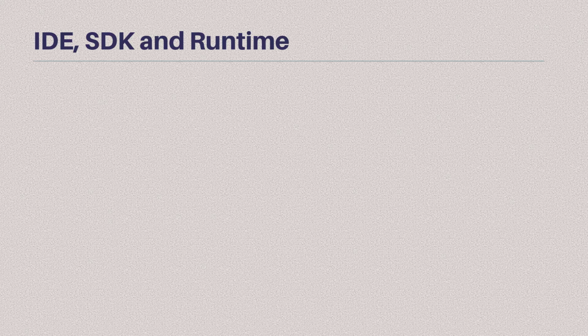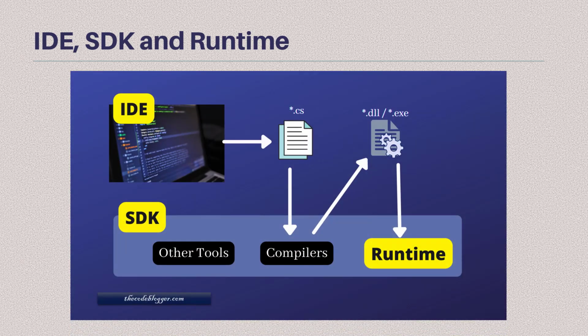We have seen what is SDK, what is runtime, and what is IDE. IDE is a place where developer can write the code, compilers can compile that code into assemblies. Assembly is any file with .dll or .exe extension, and runtime can take those assemblies and execute the code. A developer needs SDK installed on his development machine because SDK contains compilers, runtime, and some additional tools which can help developers. We also have seen how to create projects in Visual Studio.